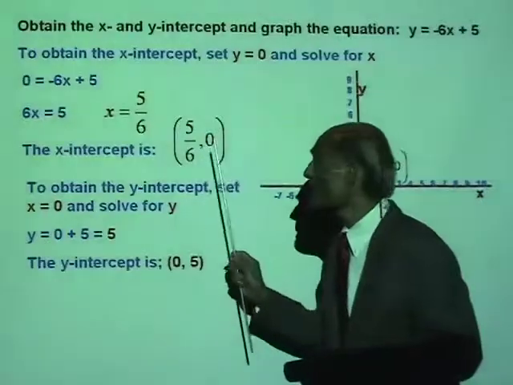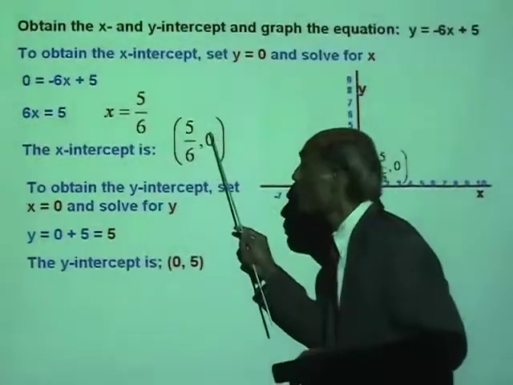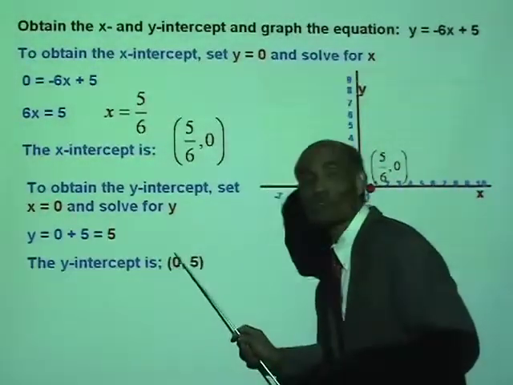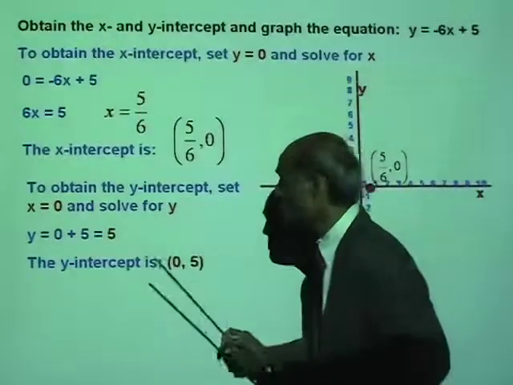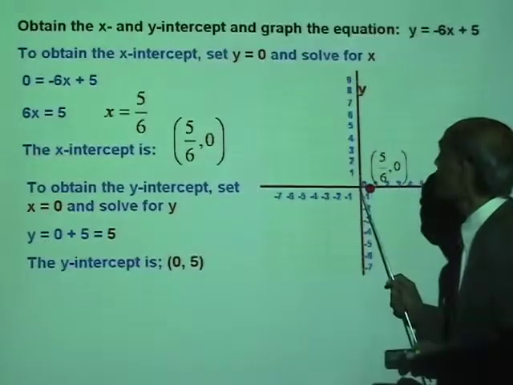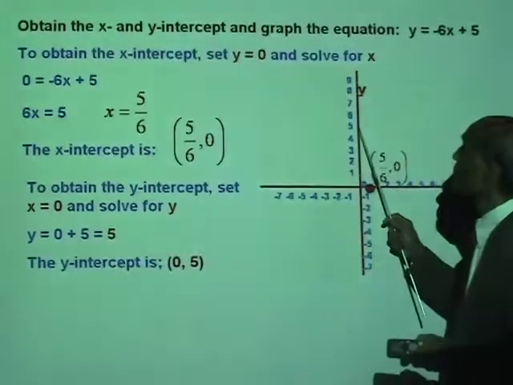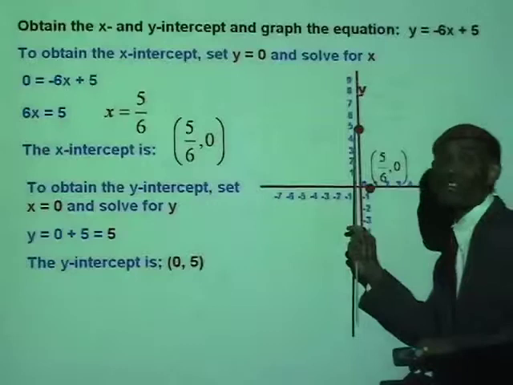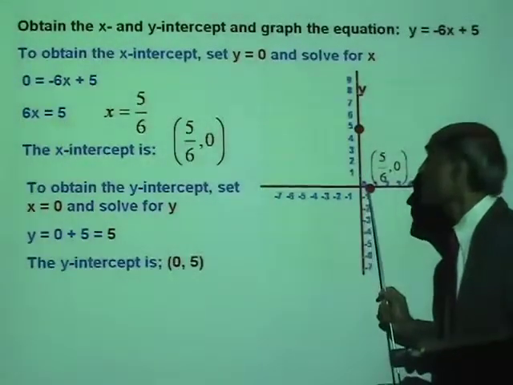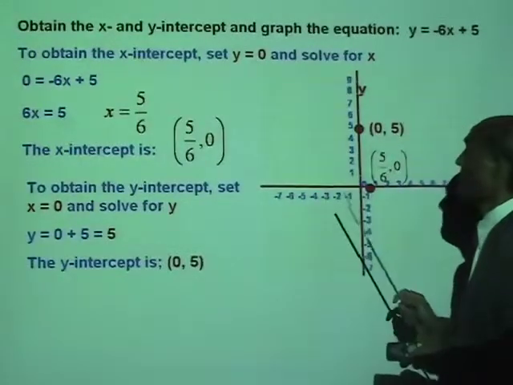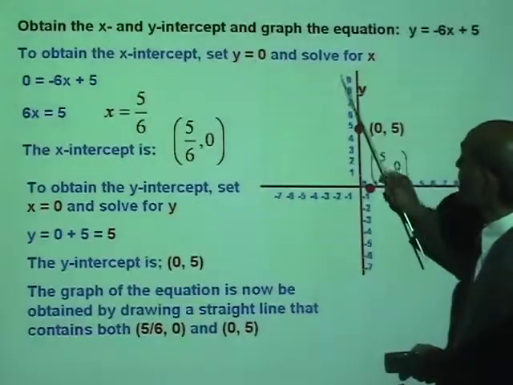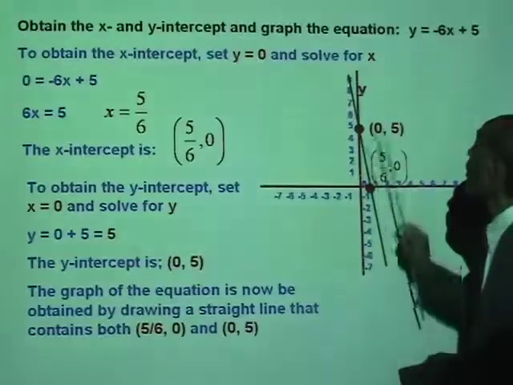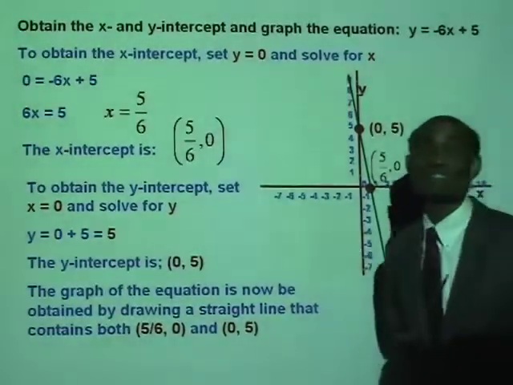I want you to understand this very well. For the x-intercept, y equal to 0. For the y-intercept, x equal to 0. Okay? Alright, let's mark this point. 0, 5. X equal to 0, y equal to 5. This is the y-intercept. It means the graph of this equation will cut the y-axis here. It will cut the x-axis here. So what is our graph? Our graph is obtained by drawing a straight line that passes through these 2 points. So this is the graph of y equal to -6x plus 5.